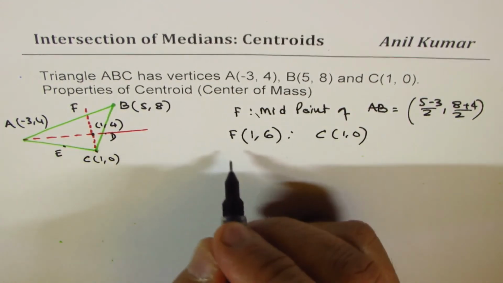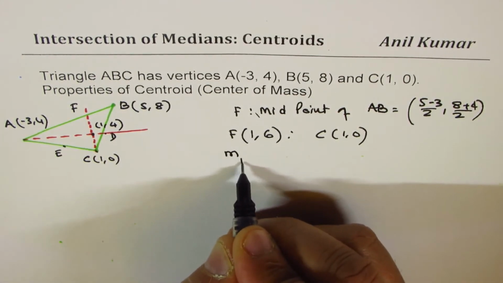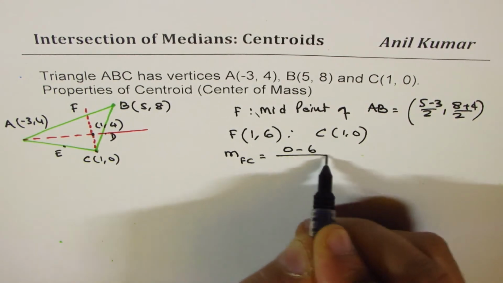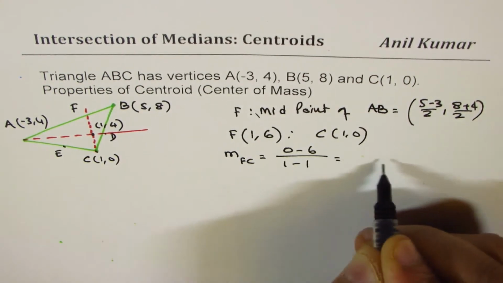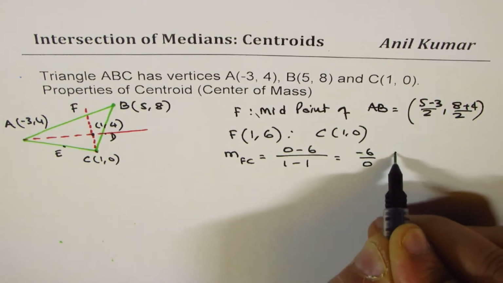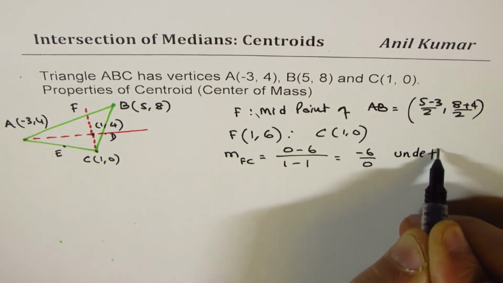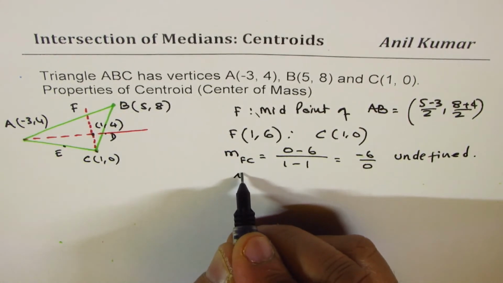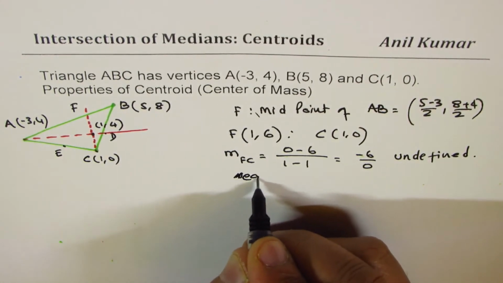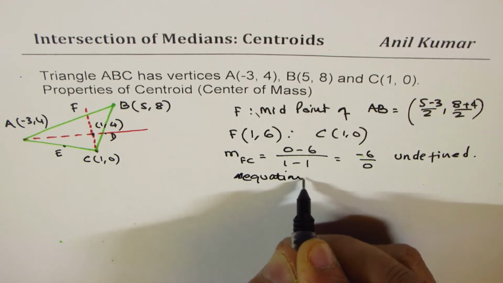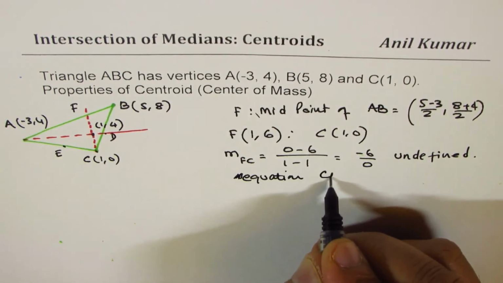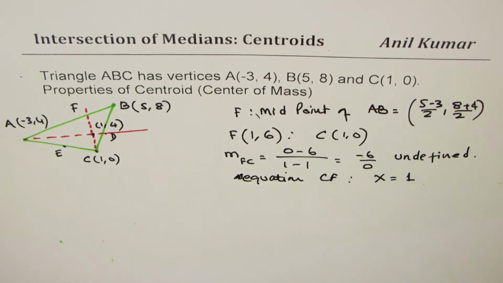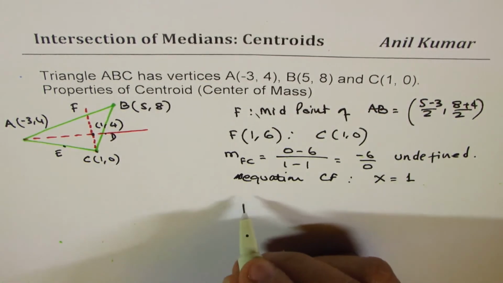We know C is (1, 0). So what is the slope here? Slope between F and C is y2 minus y1, which is 0 minus 6, divided by 1 minus 1. So it is minus 6 over 0. It is undefined. That means the equation of the median CF is x equals 1, a vertical line. Do you see that? Undefined means a vertical line.